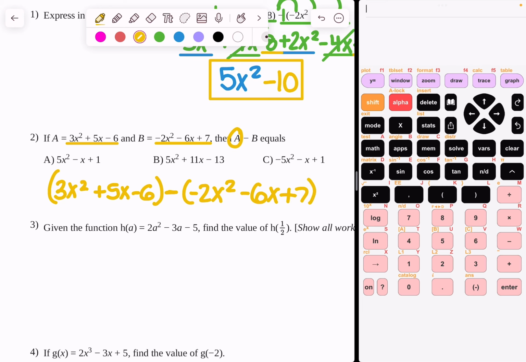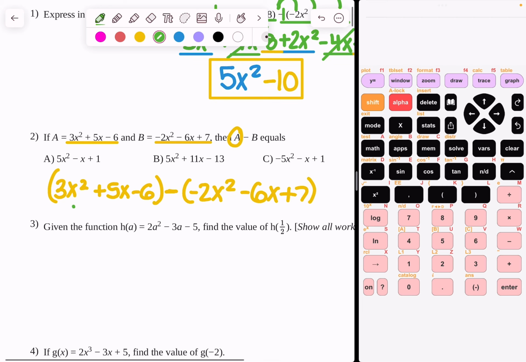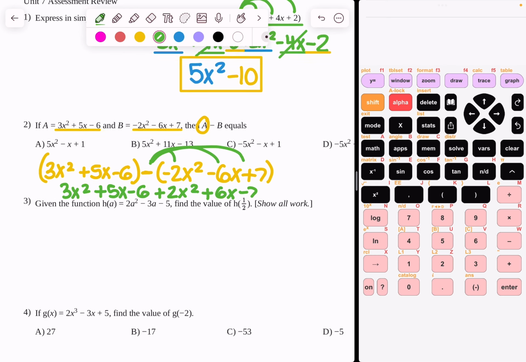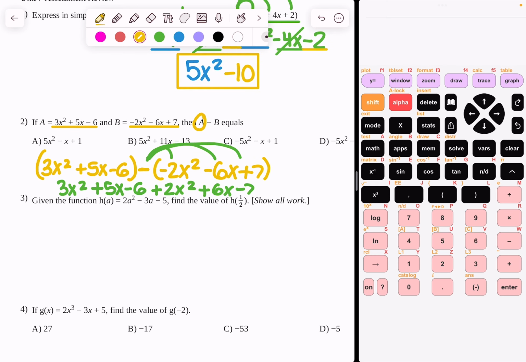All right, so this is very similar to the problem before. The first parenthesis, there's nothing we have to worry about. Now with the second parenthesis, negative times negative 2x squared is positive 2x squared. Negative times negative 6x is positive 6x. And negative times 7 is negative 7. All right, let's combine like terms. 3x squared plus 2x squared is 5x squared.